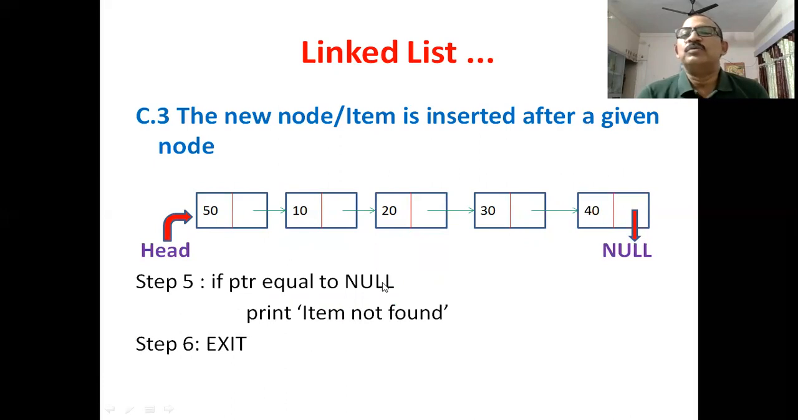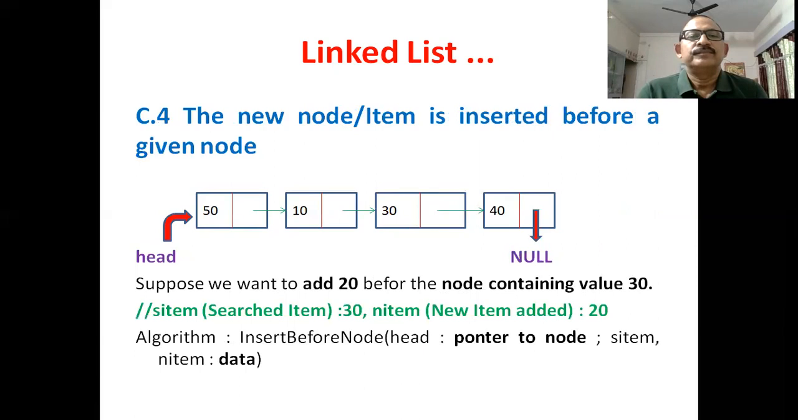If PTR equal to null, it may be possible such item does not exist in the linked list. If PTR equal to null, we simply write item not found, and next step is exit. Next algorithm, new node or item is inserted before a given node. Suppose we want to add 20 before the node containing value 30. Before this node, we want to insert a node containing the value 20.